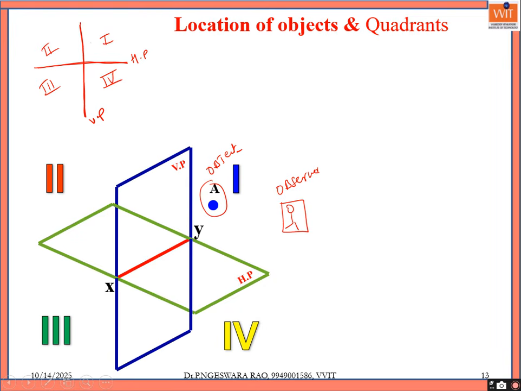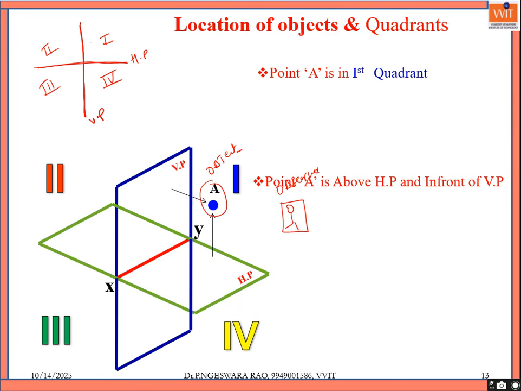Now we can say that the point A is in the first quadrant, by visual observation. With respect to the reference planes, that is the horizontal plane and vertical plane, the point A is above HP and in front of VP. So whenever it is above HP and in front of VP, we call it the first quadrant.